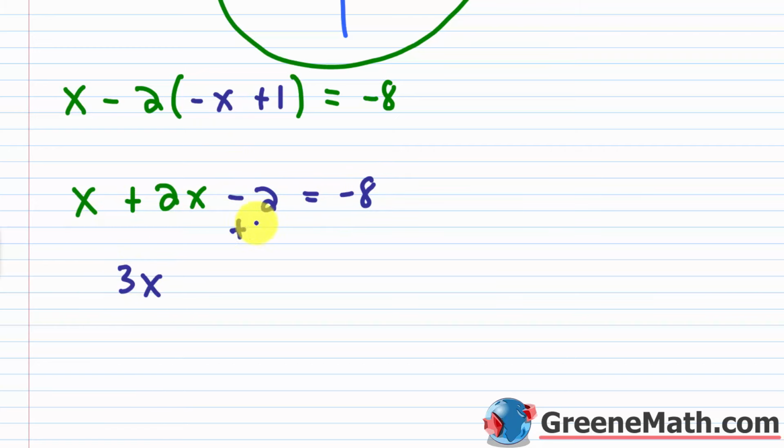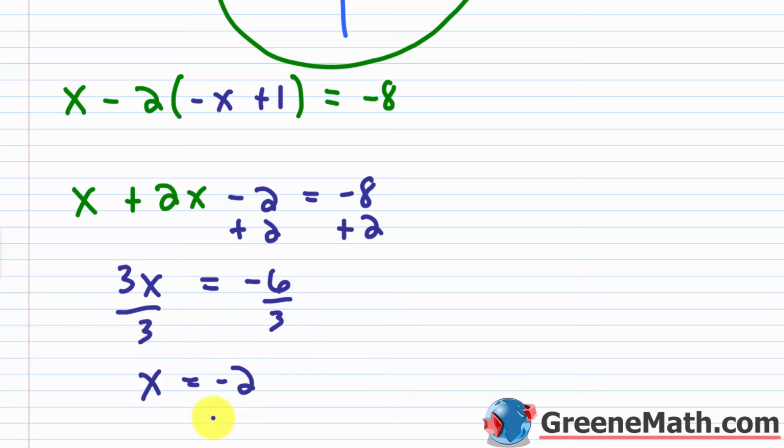And then I can add 2 to both sides of the equation. So -8 + 2 is going to be -6. Lastly, I want x by itself, so I'm just going to divide both sides by 3, and I find that x is equal to -2. We already knew that because we solved this already using graphing, but we just solved it using substitution, and we found that x is -2.